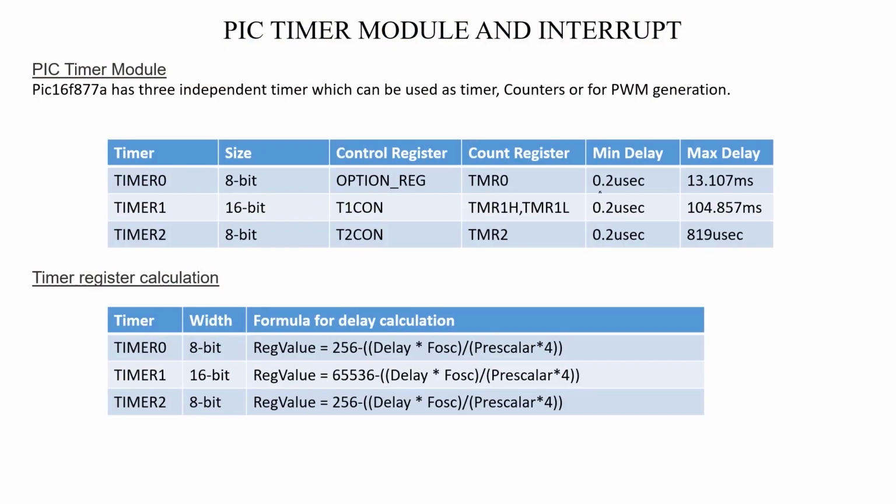In the previous session, we studied that the minimum delay that can be produced by timer 0 of PIC16F877A is 0.2 microsecond, and the maximum delay that can be produced by timer 0 is 13.107 millisecond. In this session, we will learn how these delays can be produced.